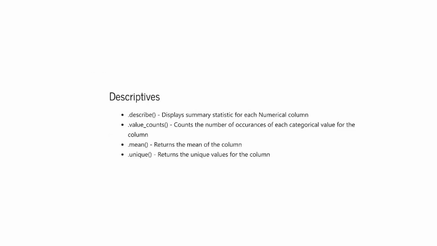So here's a small list of descriptive functions in Python that help you understand your data a little bit better. For example, the describe function summarizes the statistics of each numerical column. The value_counts method returns the number of occurrences of each unique value for that particular column. The mean function returns the mean of the column, while unique returns the unique values for that particular column.